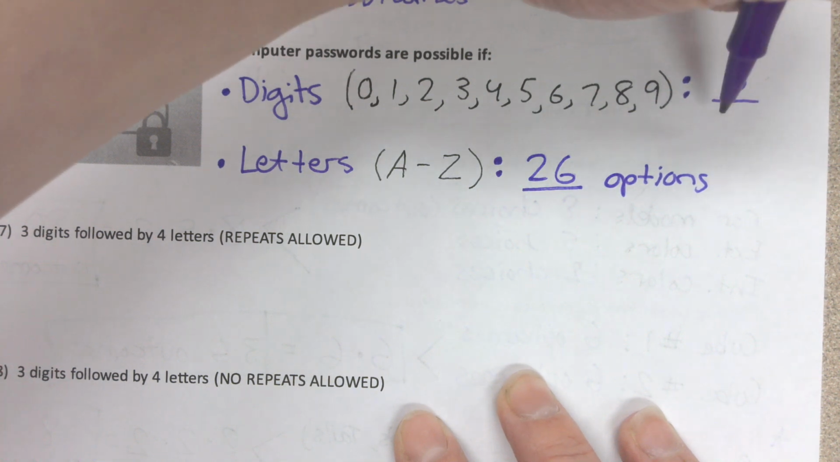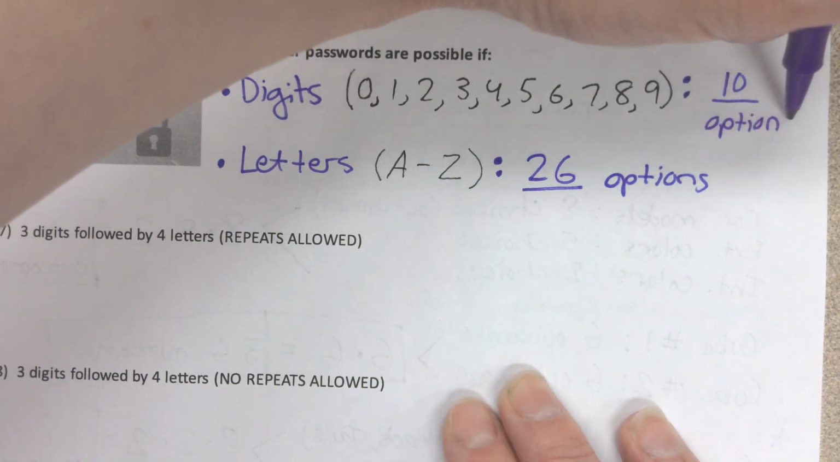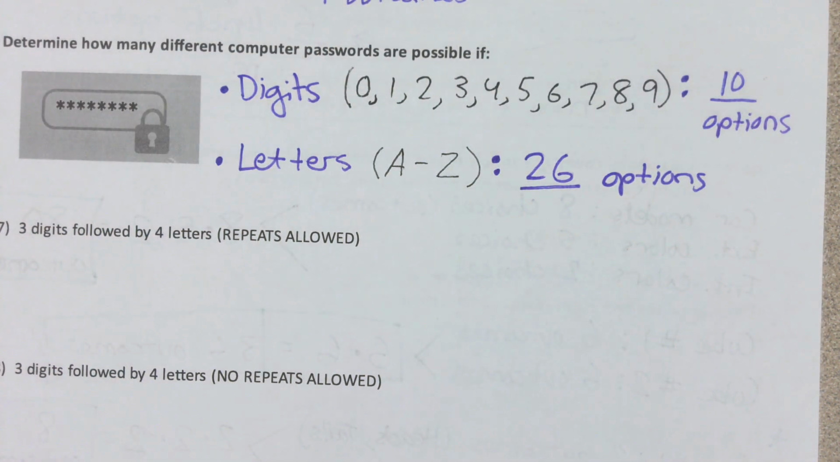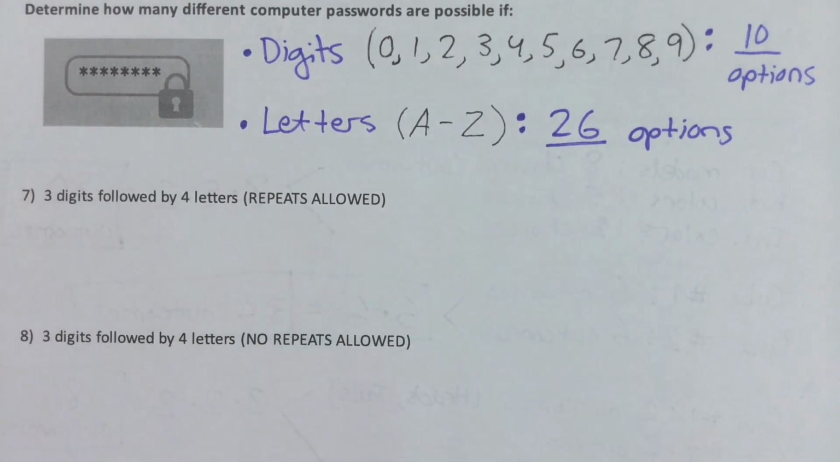So we have 10 options. Again, I put it out there. It comes up a lot, and a lot of students think it's 9. So I want to clear the air now. It's actually 10. Now that we've got that essential information down, let's go do number 7.